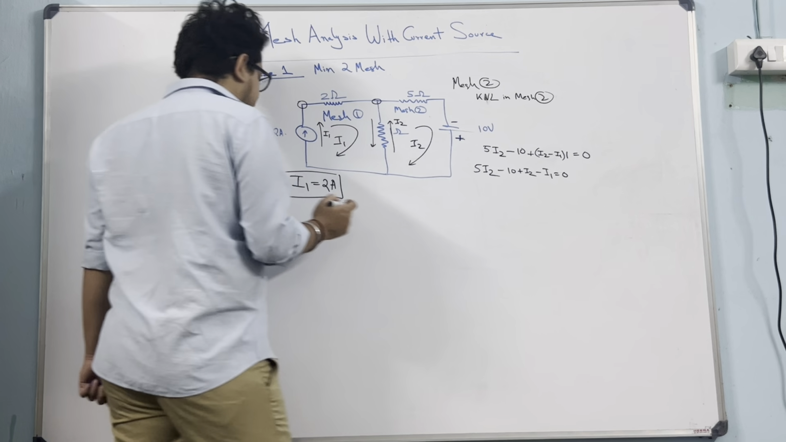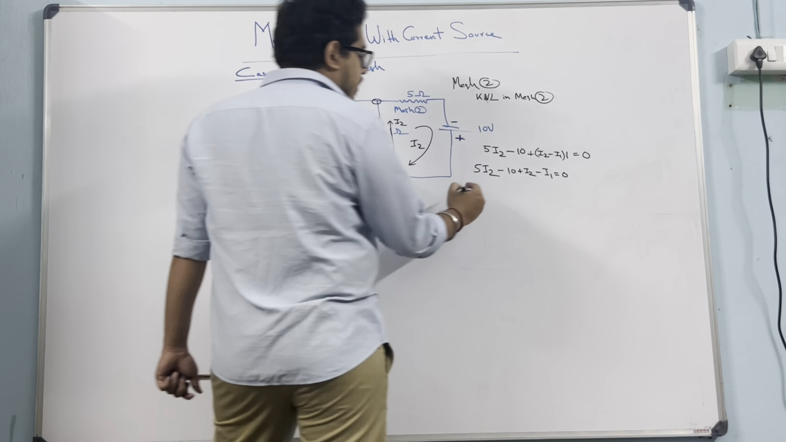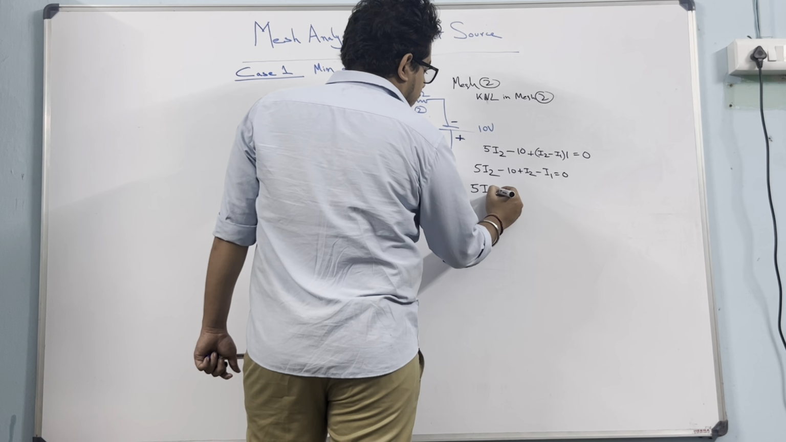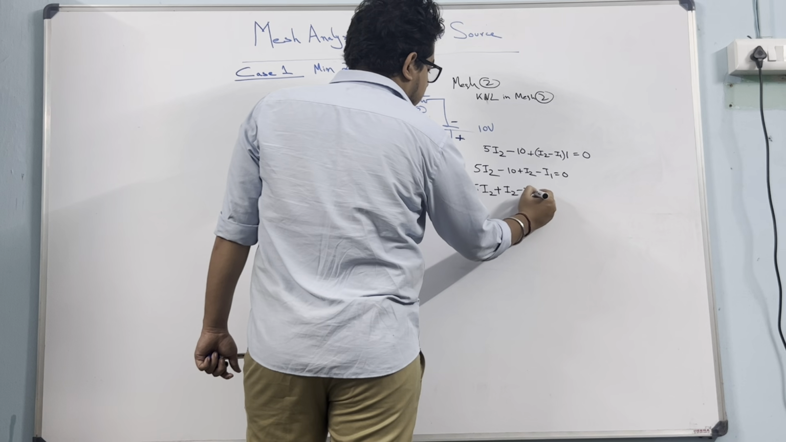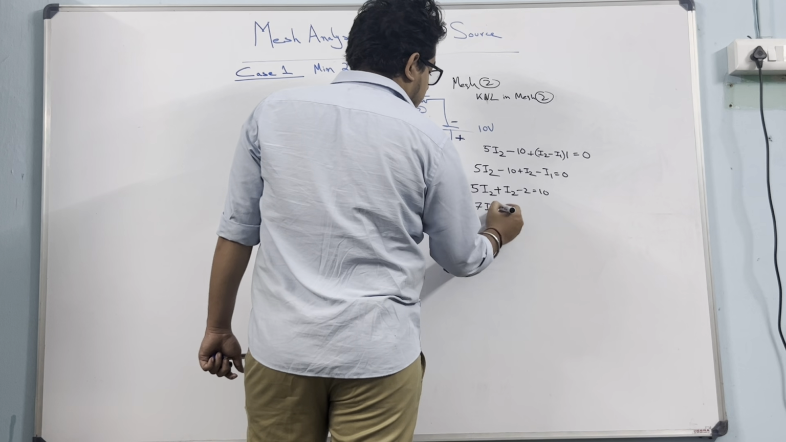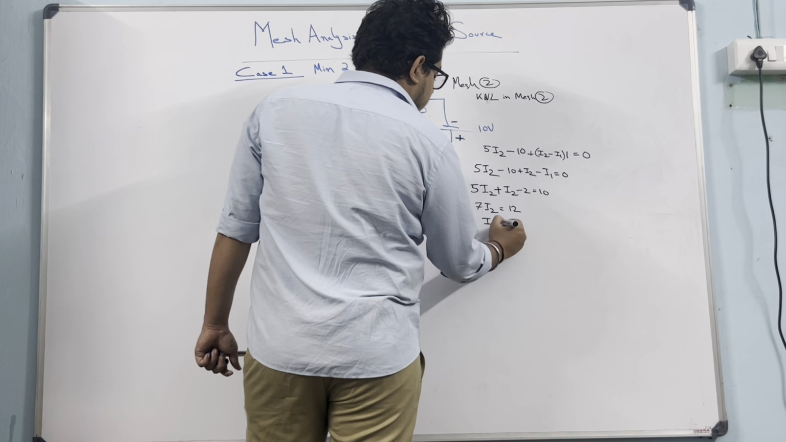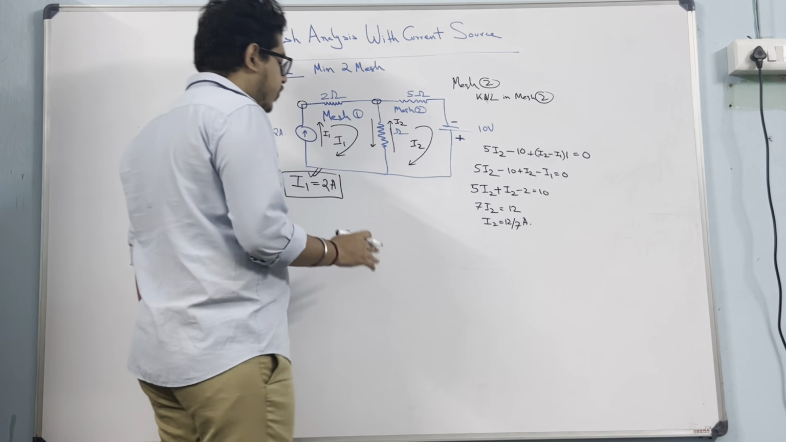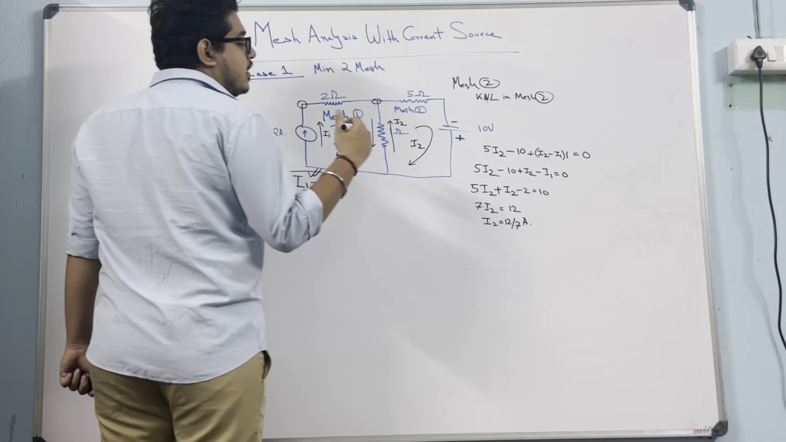So now we have the equation I1 is equal to 2 amperes. Just put in the value of I1: 5I2 plus I2 minus 2 equal to 10. So 7I2 equal to 12. So I2 will be equal to 12 by 7 amperes. So now we know both what I1 is and what I2 is, so we can solve any question.